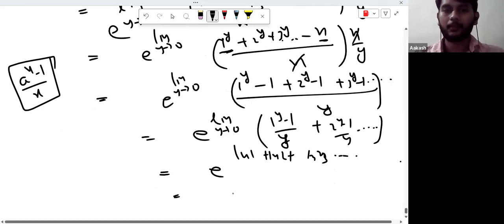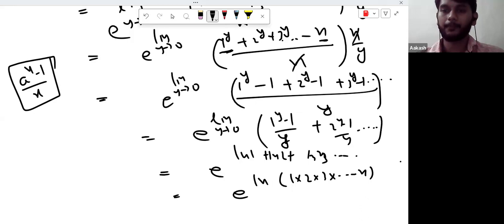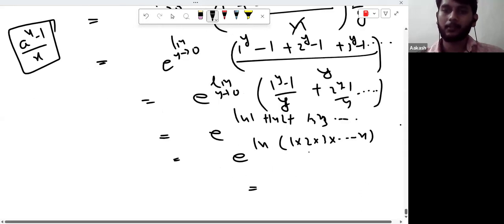So e to the power ln of 1 into 2 into 3 into till n. So this is n factorial, can I say? So the answer will be n factorial. Got it?